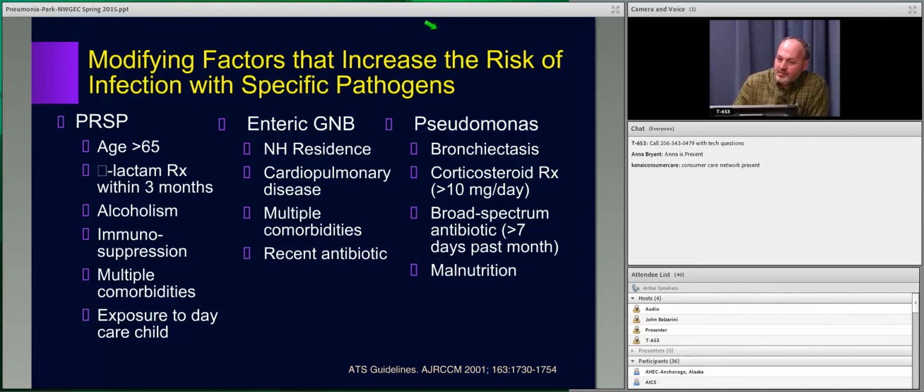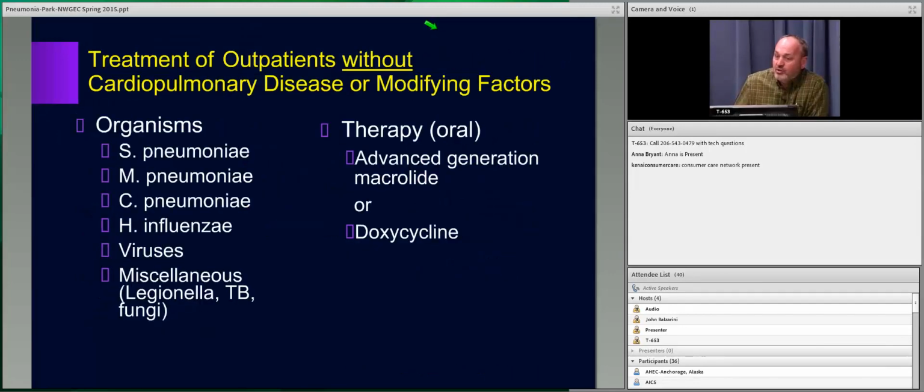Resistant gram-negative bacilli, nursing home residents, people with cardiopulmonary disease, other comorbidities, and recent antibiotic treatment. And then risk factors for Pseudomonas and other highly resistant gram-negatives: bronchiectasis or structural lung disease, steroid therapy, broad-spectrum antibiotics, and malnutrition is what's panned out to be risk factors for that terrible lung pathogen.